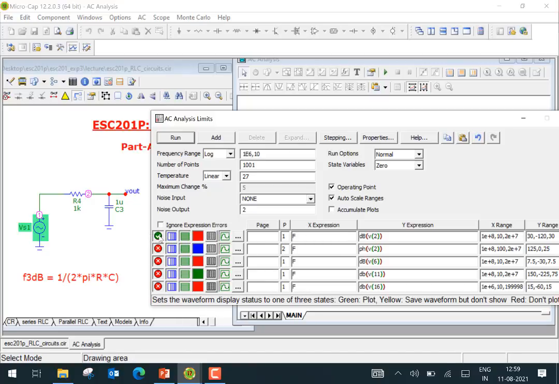So let's enable this particular part here. So dB of the voltage V2, and remember the input is taken as 1 volt, so this is nothing but the gain of the circuit here. All right, so let's run. Make sure that you have auto scale and operating point enabled, and let's run this here.